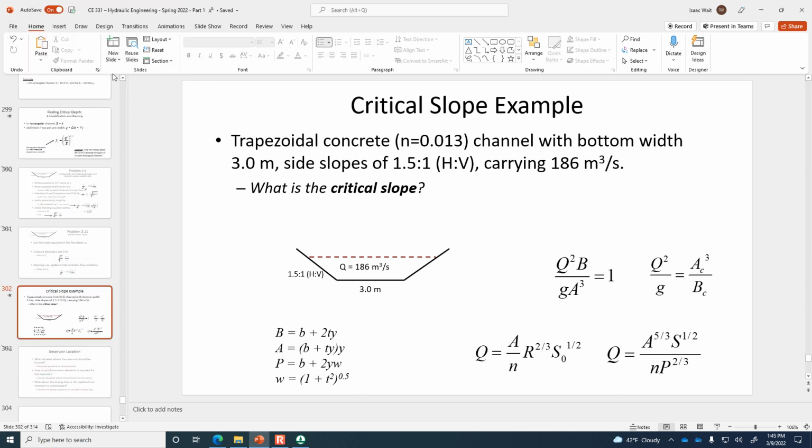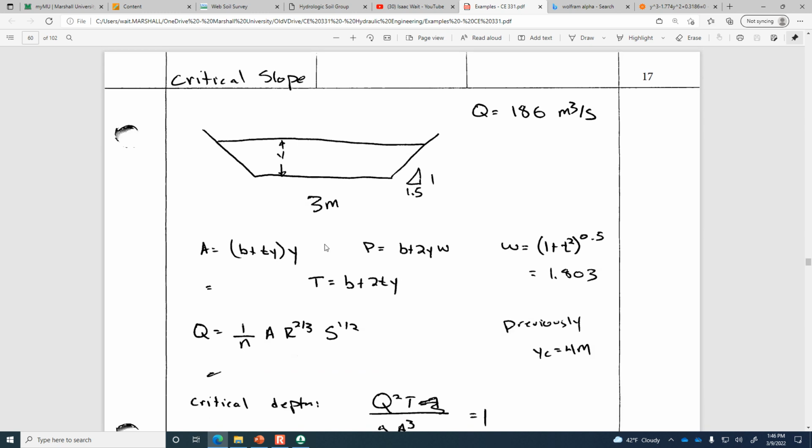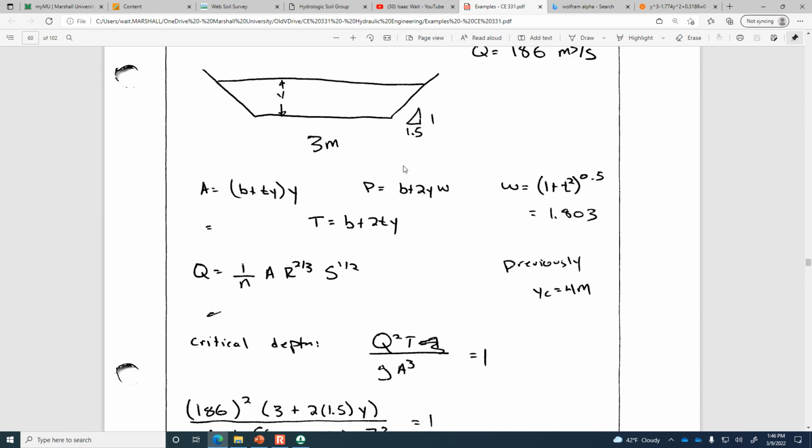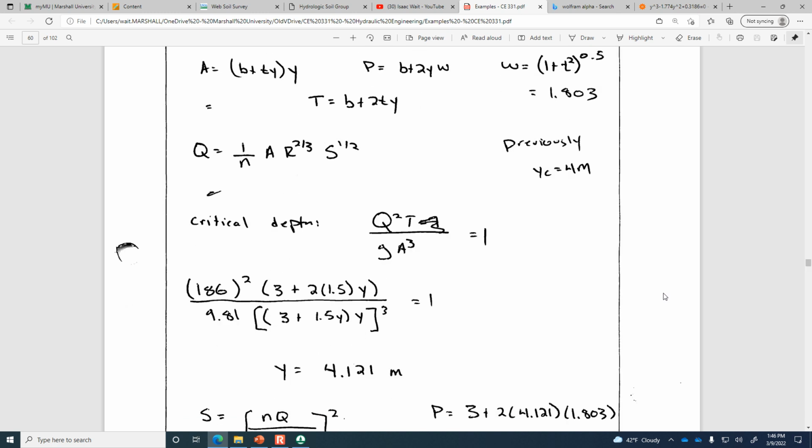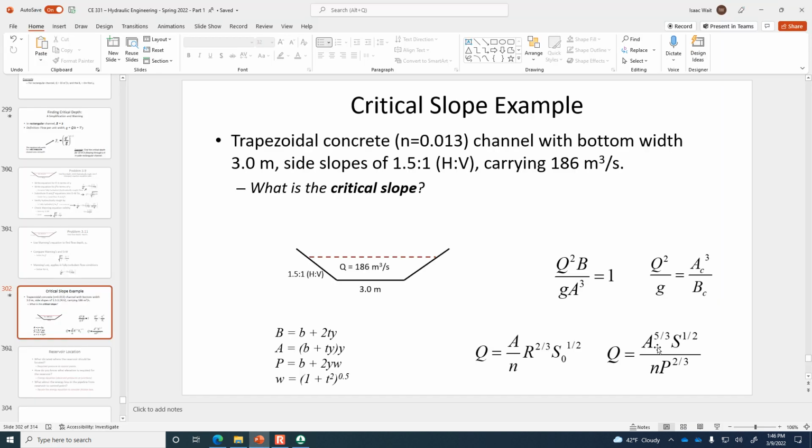Okay, so the critical depth should be 4.121 meters. We've got a bottom width of 3, 1.5 horizontal for every 1 unit of vertical on the sides. So if we put that into the Froude number equation and set the Froude number equation equal to 1 and then solve for the depth, y, it should be 4.121 meters.